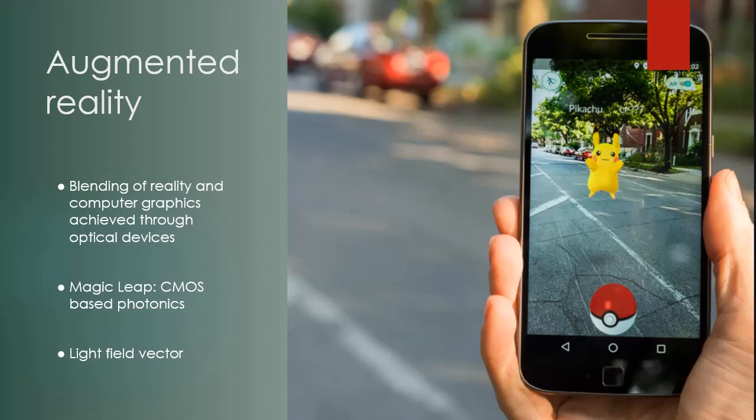A US-based startup called Magic Leap is working on a light field chip using CMOS-based photonics for this very purpose, for augmented reality. This company was launched in 2010, and it's since made tremendous progress in this field. It's currently worth $4.5 billion.